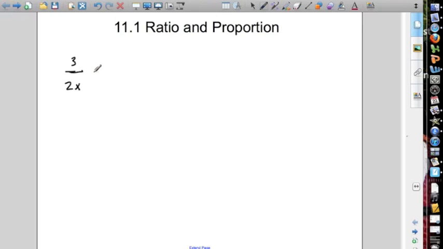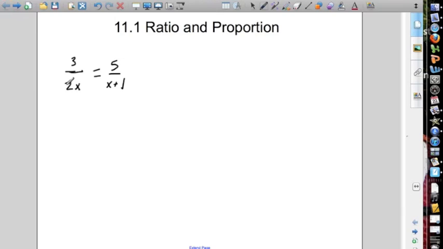Now, a proportion is when we say, okay, take that 3 over 2x, that's going to be equal to 5 over x plus 1. When you say that two ratios are equal, then you have a proportion. Now, we've done proportions before. As we solve proportions, we're going to cross multiply. And so you'll see that a lot today.